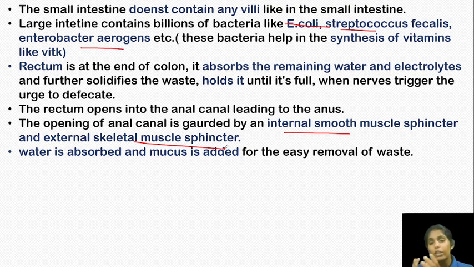Whenever the rectum is full with the waste material, the nerve stimulus will be triggered, and the waste will enter the anal canal. The internal smooth muscle sphincter will open. The waste will enter from the rectum into the anal canal, and if the external sphincter is opened, the waste will be excreted out of the body. And in the large intestine, some mucus will be secreted, which will help in the easy removal of the waste from the rectum of the large intestine.